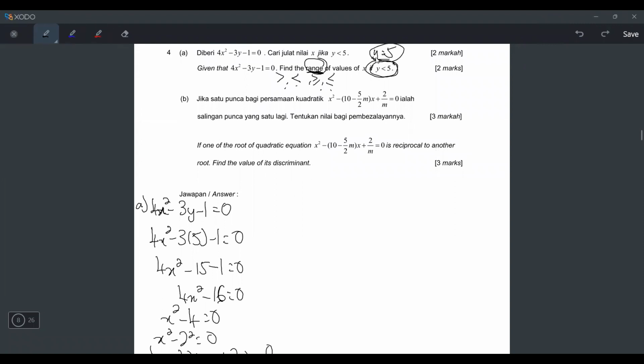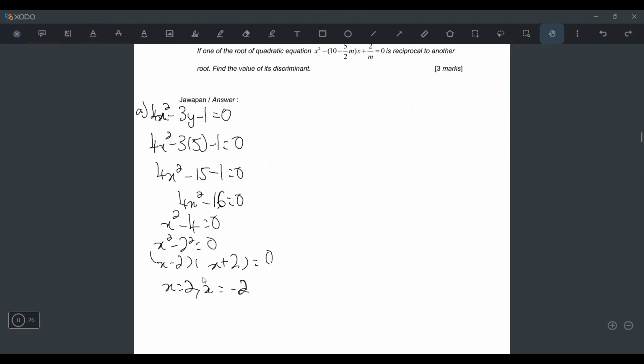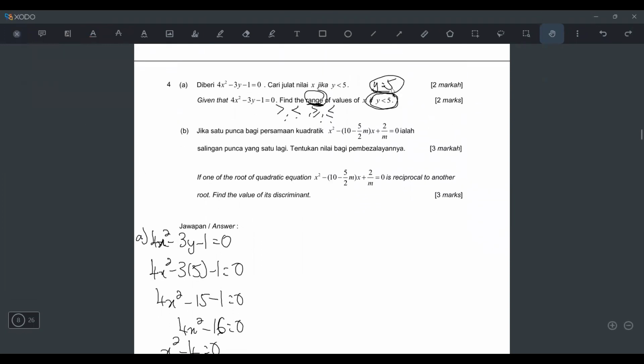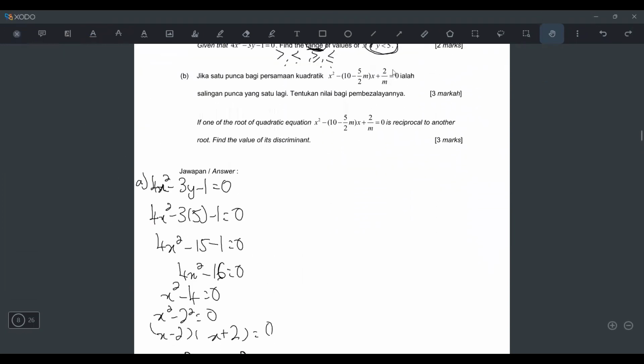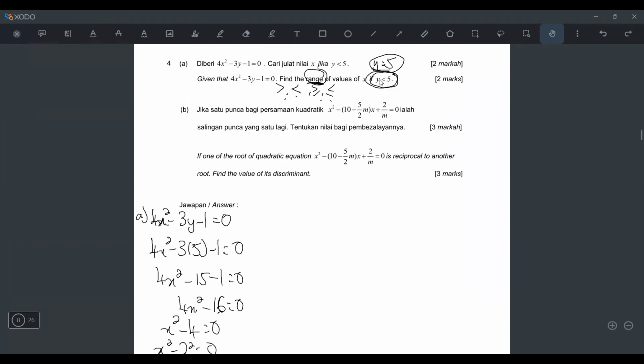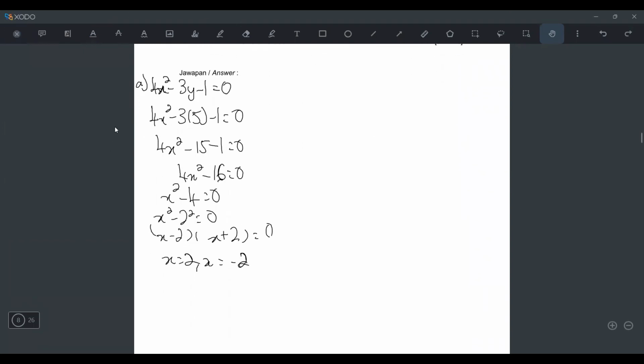It means I treat it as y equals to 5 to make things easier for me. But then I still have to consider the symbol. After I do all this, I still have to consider the symbol. So what does the symbol say? Y has to be smaller than 5. Okay, it means y is not equal to 5. Y is smaller than 5. It means 4, 3, 2, 1 like this. So what is your answer? What should you write here?